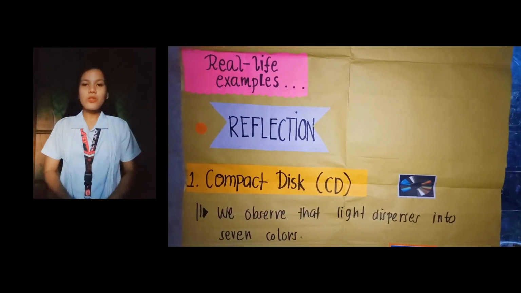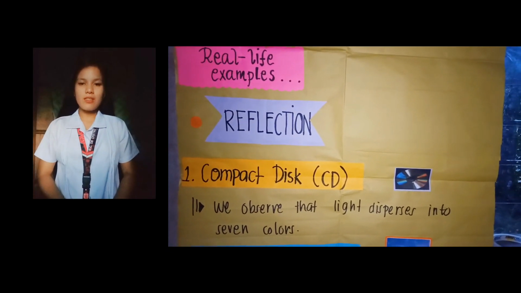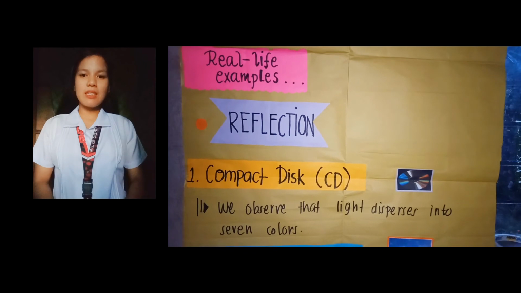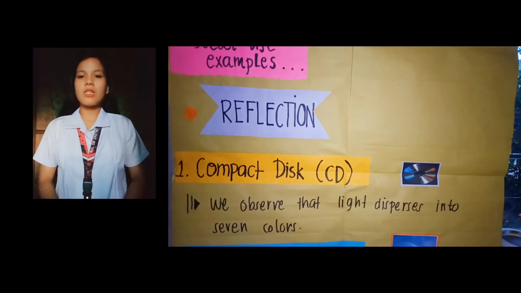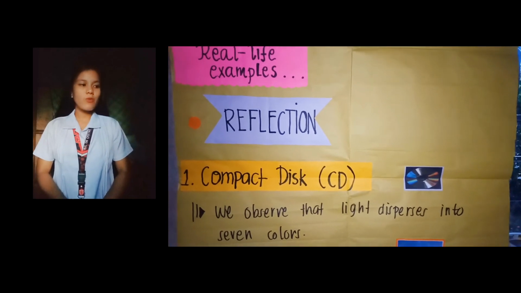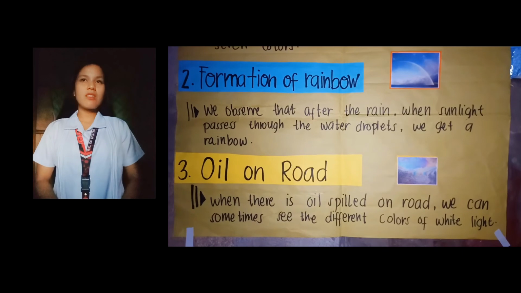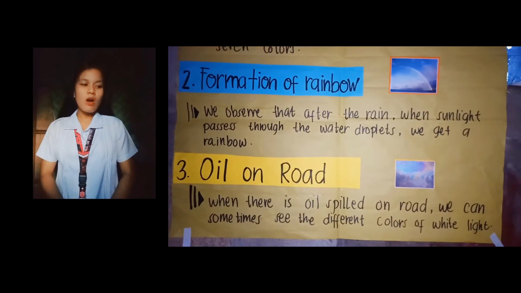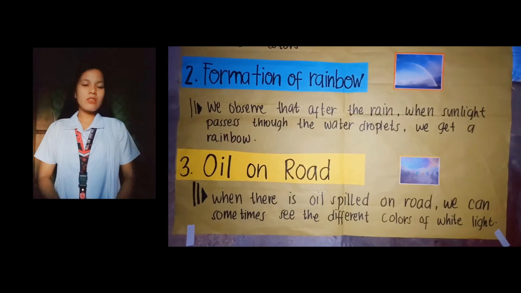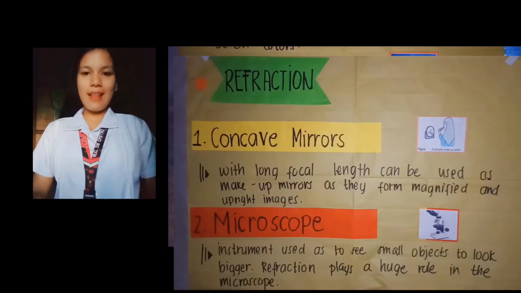So let's go to the real-life examples of the three properties of light. Number 1, the example of reflection is the compact disc, or CD. We observe that light disperses into 7 colors. Number 2, formation of a rainbow. We observe that after the rain, when the sunlight passes through the water droplets, we get a rainbow. Number 3, oil on the road. When oil is spilled on a road, we can sometimes see the different colors of white light.